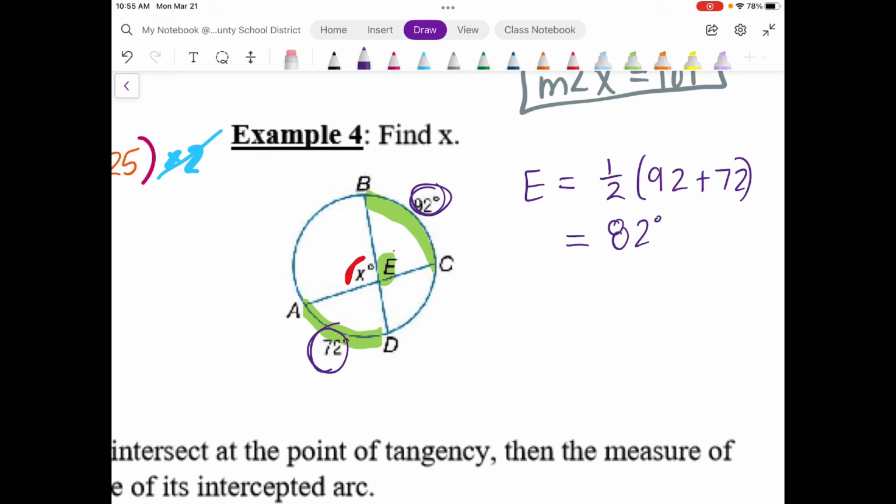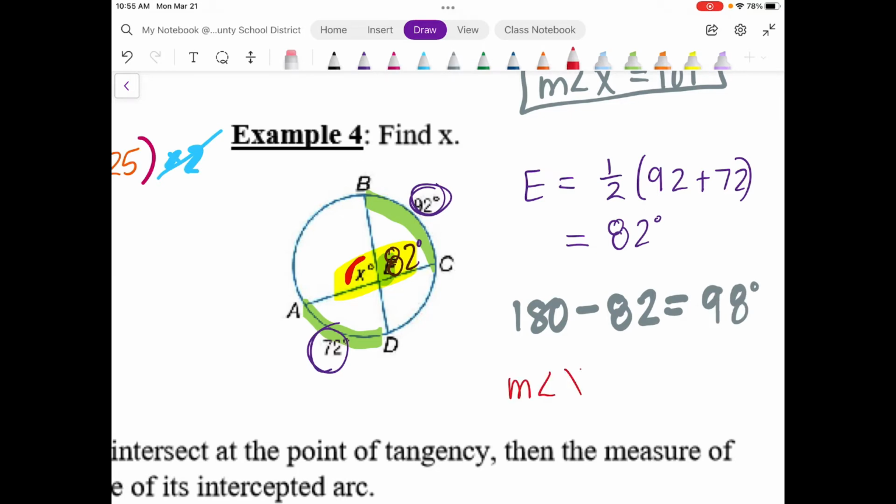So I just found this one, but I still want to solve for x. Remembering that x and 82 are going to be a linear pair. So I can do 180 minus the 82 I just found. That gives me 98 degrees. So the measure of angle x is 98 degrees. And again, we use linear pair for that.